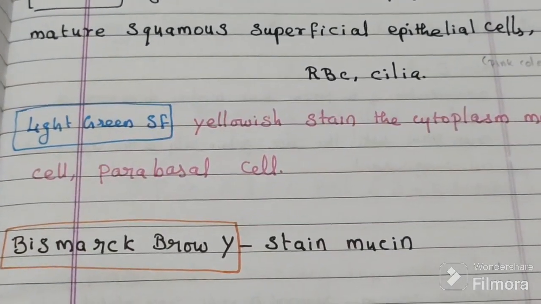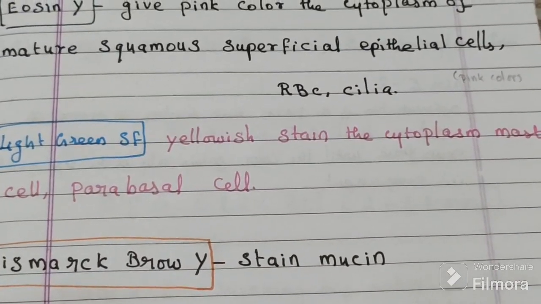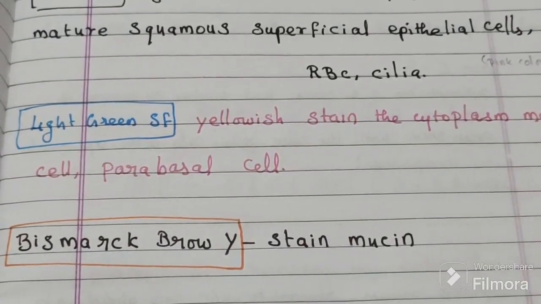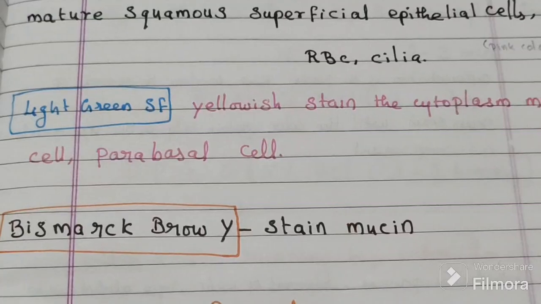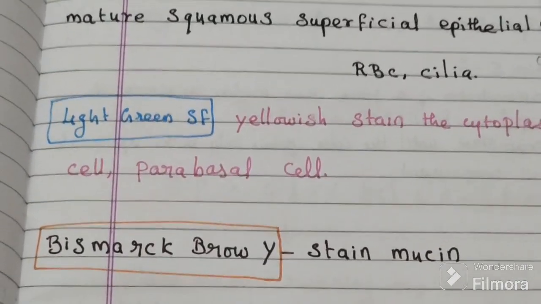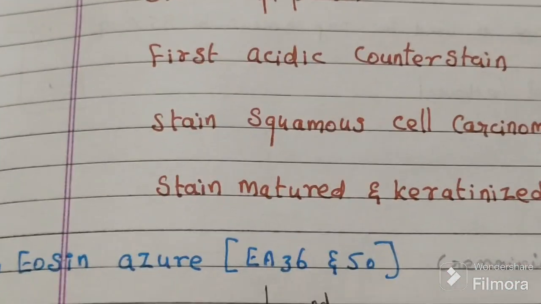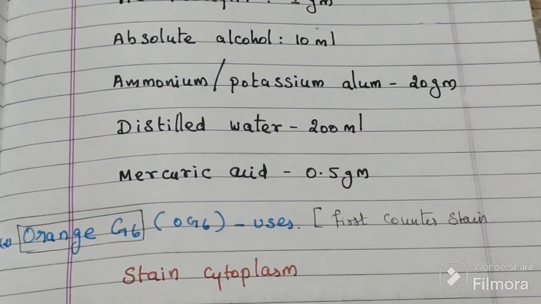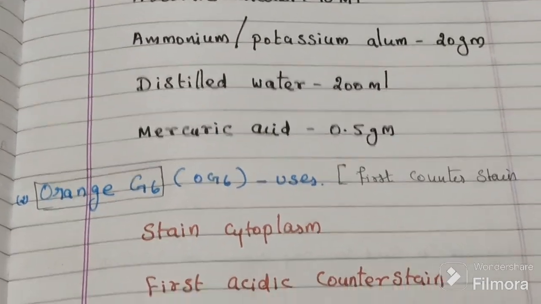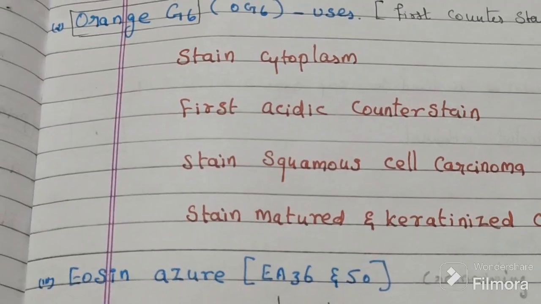Then light green SF, a yellowish dye that stains the cytoplasm of mast cells and parabasal cells. Then Bismarck brown Y stains mucin. So these 3 dyes together have the name eosin azure. The first counterstain is orange G6 and EA36 is the second counterstain.